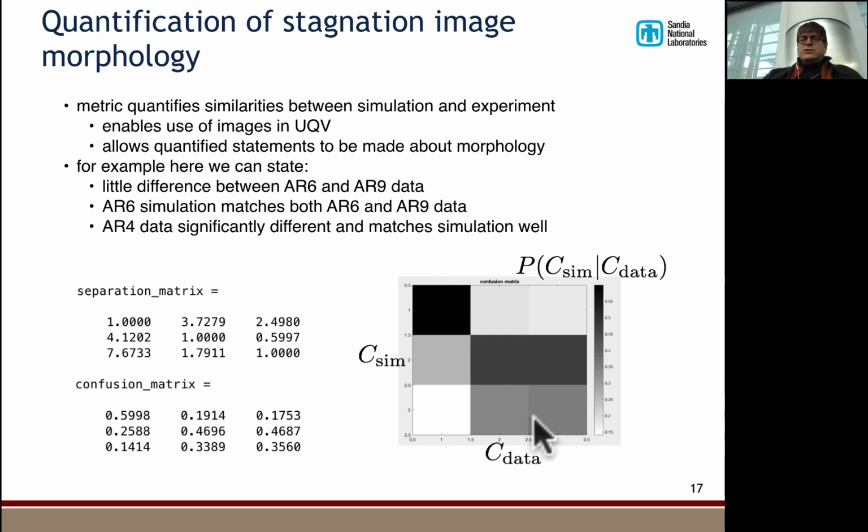But there was an issue in the simulation for the aspect ratio 9. It did not look like the aspect ratio 9 data. In fact, the aspect ratio 9 data still looked more like the aspect ratio 6 simulation.